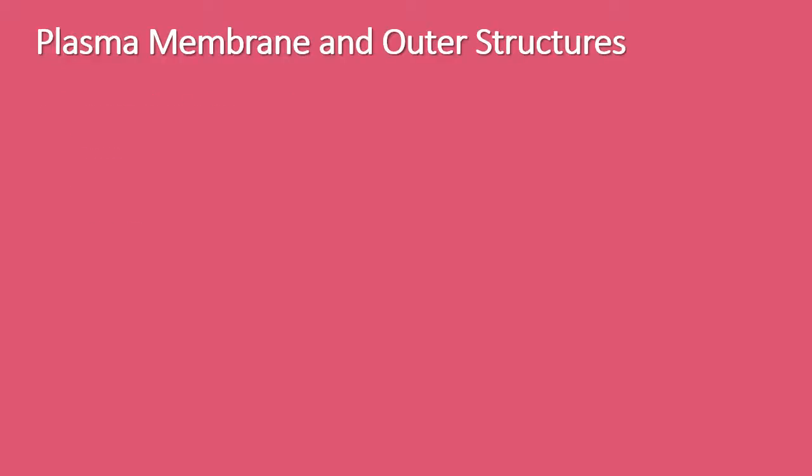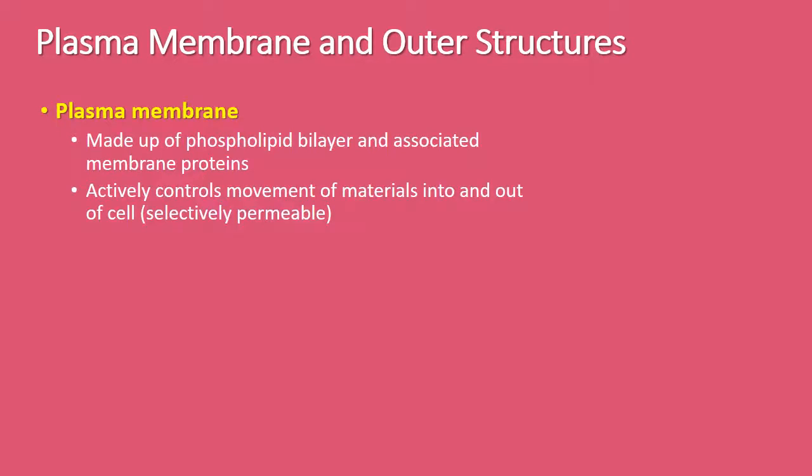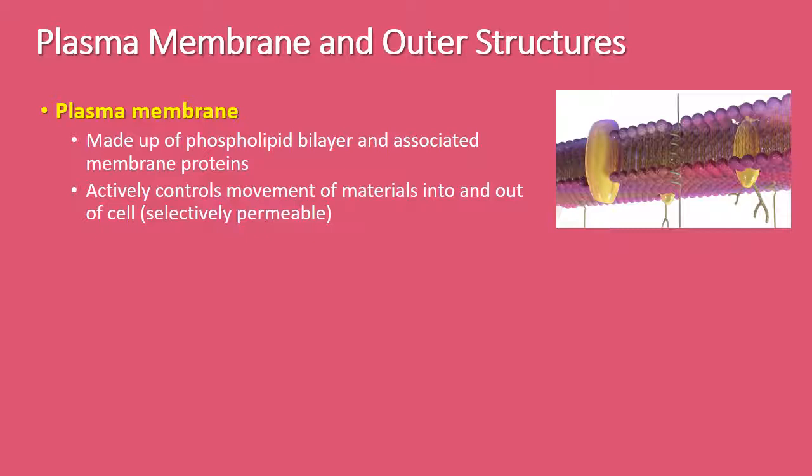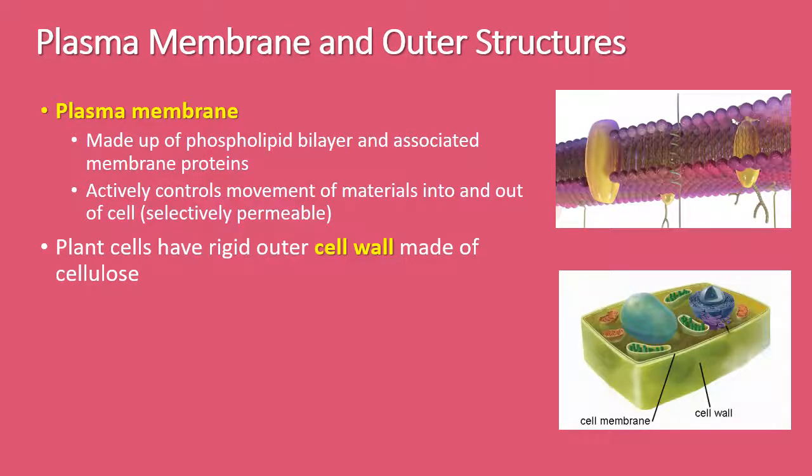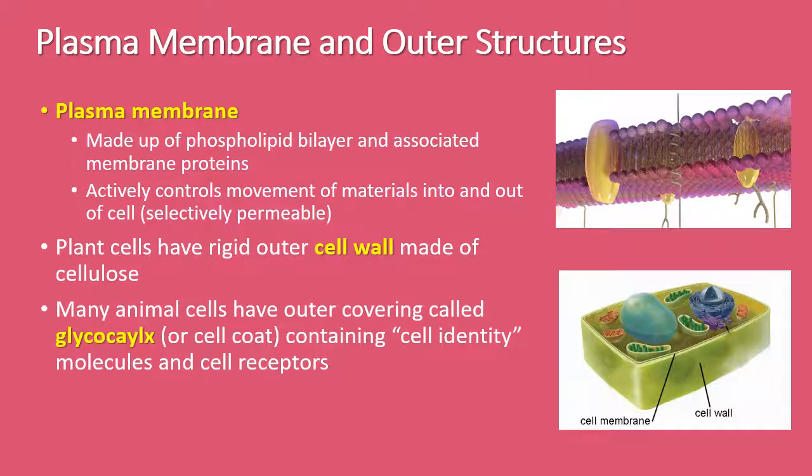So just a little bit more detail about the plasma membrane. We know it's made up of a phospholipid bilayer, and of course it has proteins associated with it as well, and it's going to control how materials move in and out of the cell. Plant cells have an additional outer cell wall made of cellulose, and many animal cells have an outer covering or cell coat called the glycocalyx that's going to have a lot of proteins and carbohydrates and other molecules that are part of cell signaling.